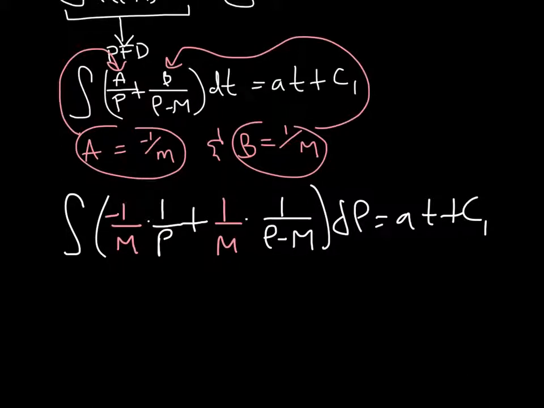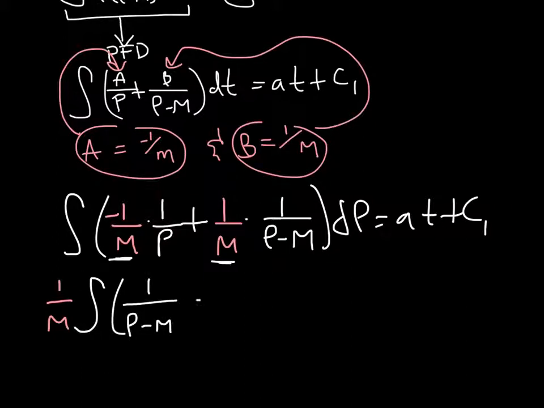Now remember, a and b are just constants, so I can use the constant multiple rule, and I'm going to factor out a 1 over m. You can factor out a negative 1 over m, but I'm just going to factor out a 1 over m. And so when I do that, I'm just left with the following. So I have 1 over p minus m minus 1 over p. So I kind of just swapped these, right? I brought this guy over here and this guy over here.